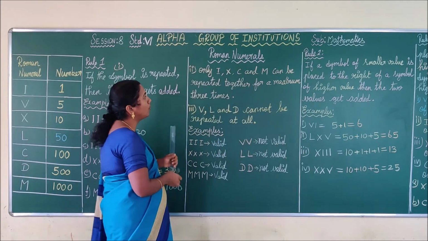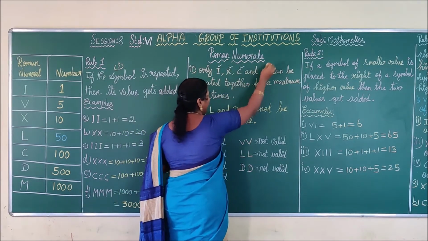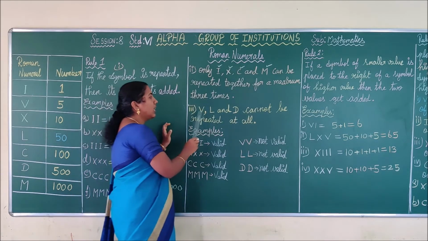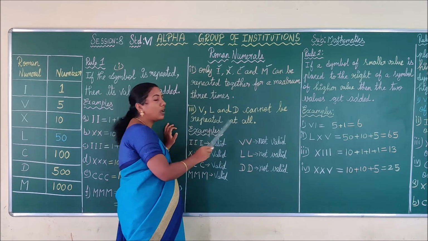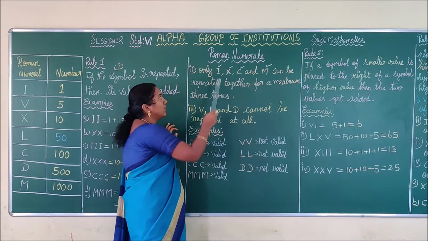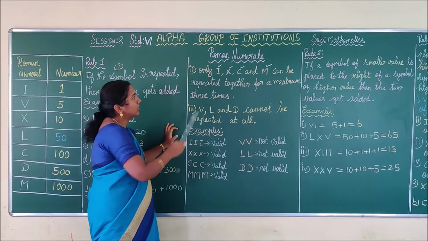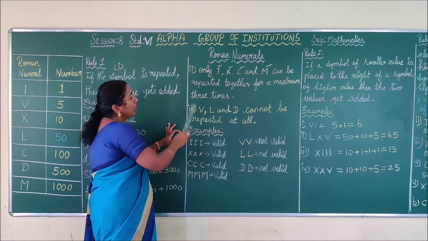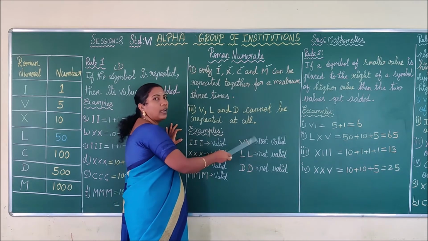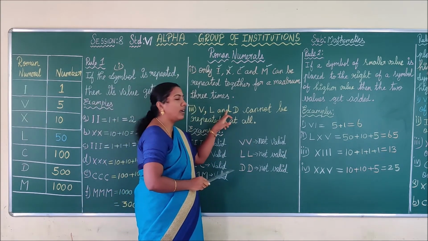That is, you have to repeat the symbols I, X, C and M, not the remaining 3 symbols. What are the remaining 3 symbols? V, L, D. You cannot repeat the symbols V, L, D. You have to repeat the symbols I, X, C and M only. This is the second rule. What is the third rule? V, L and D cannot be repeated at all. You can't repeat the symbols V, L and D.